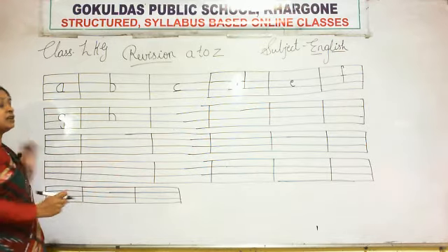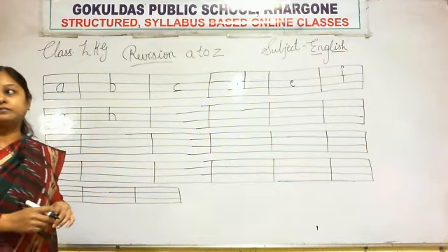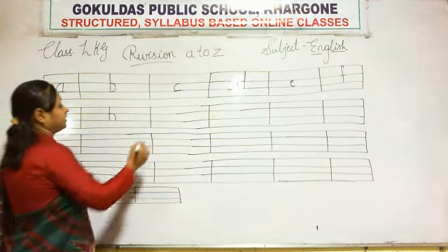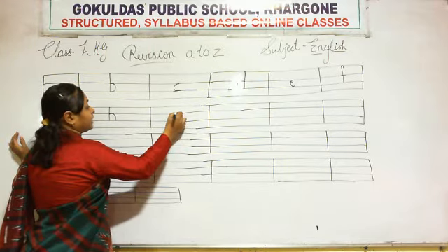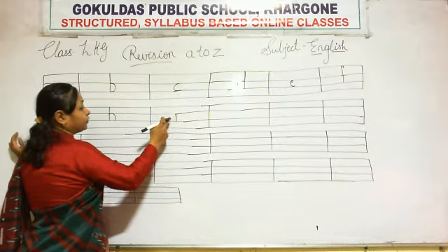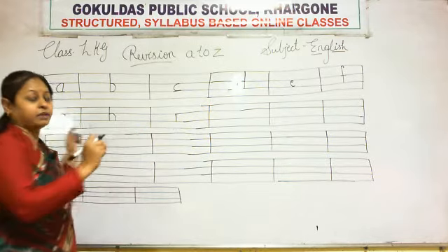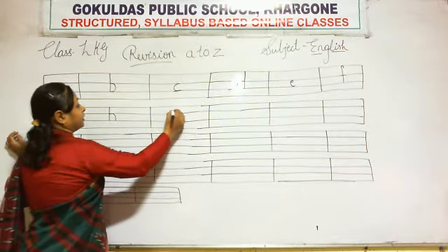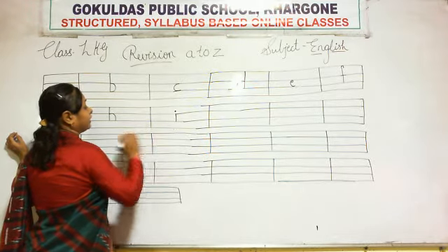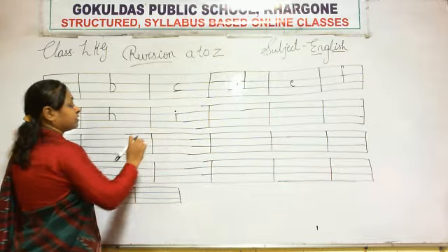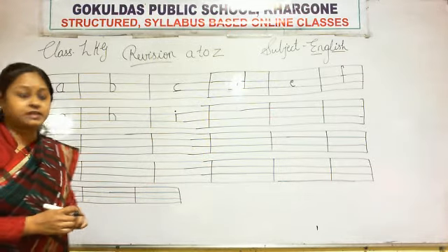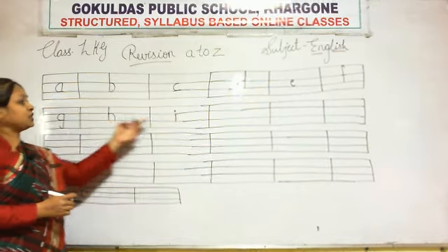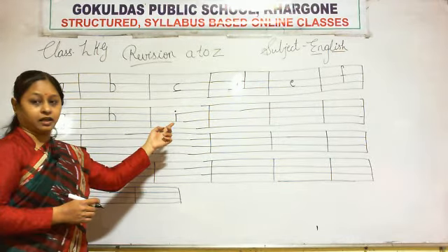After H, which letter will come? I. G, H, I. How will you write i? Standing line between the middle line and base line, and one dot on the standing line. So which letter is this? I. G, H, I. Small letter i.